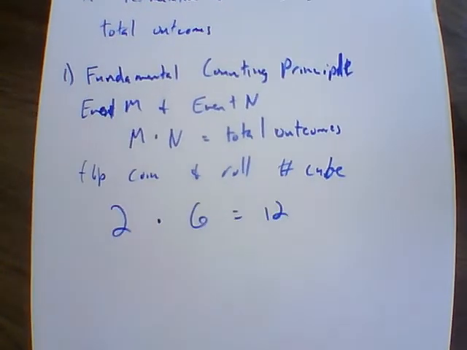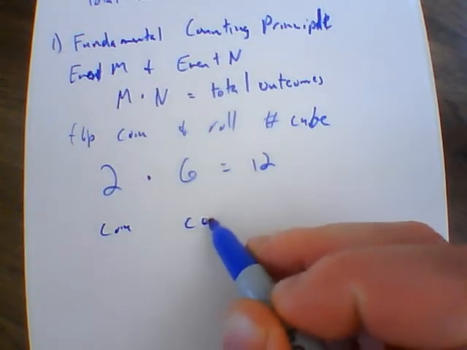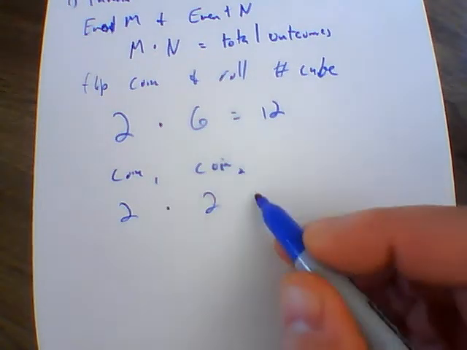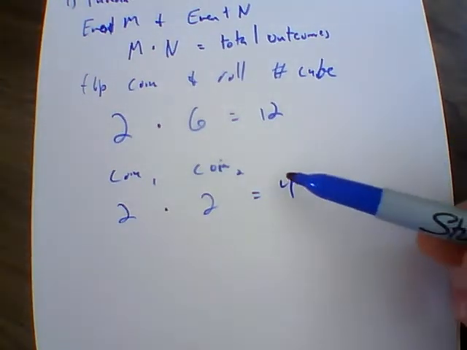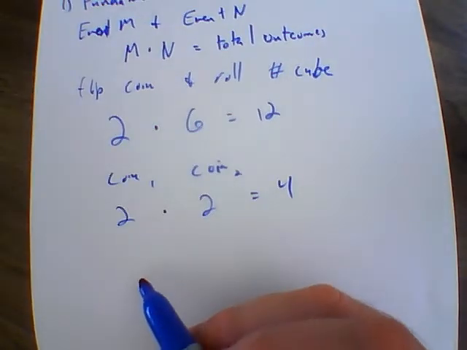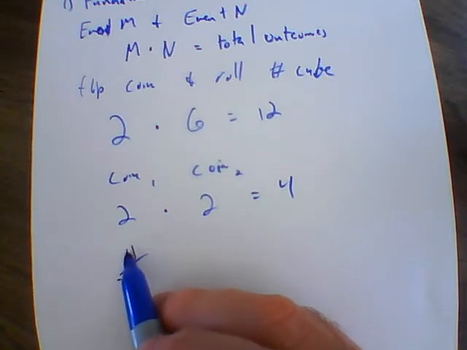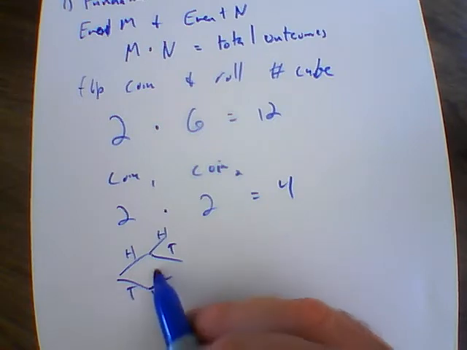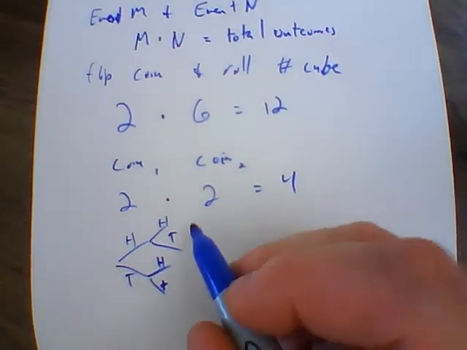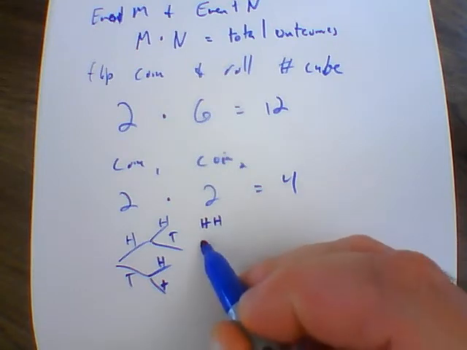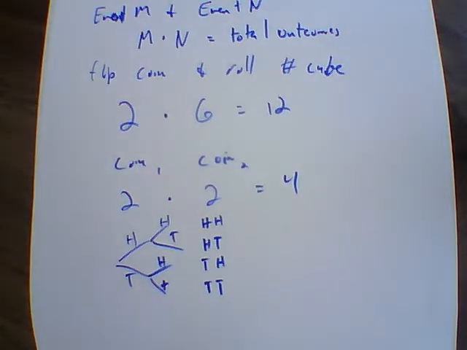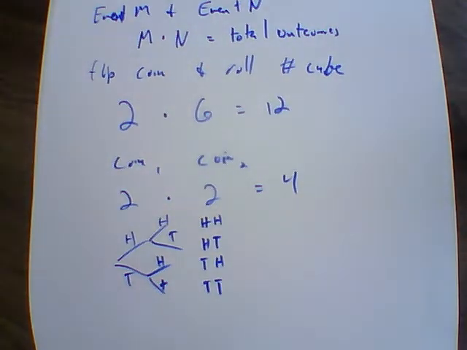Now we could flip a coin and flip a coin, coin 1 and coin 2. There are two outcomes on a coin, a head or a tail, times a head or a tail. So we have 4 total outcomes. We could also represent this as a tree diagram. On the first coin we have a head or a tail, and after we flip again we could have a head or a tail. So we could have head-head, head-tail, tail-head, tail-tail. There are 4 different outcomes.